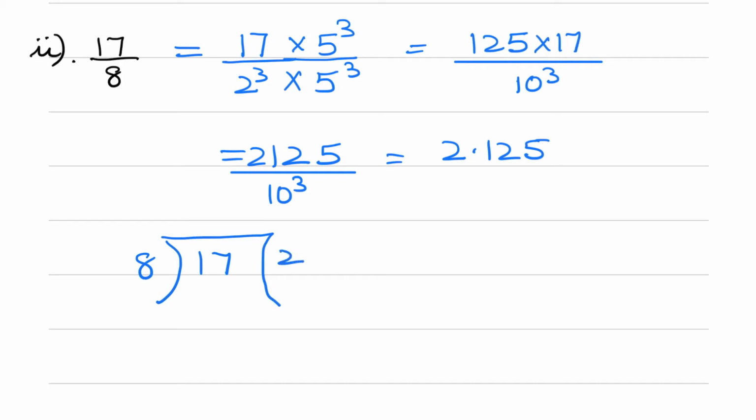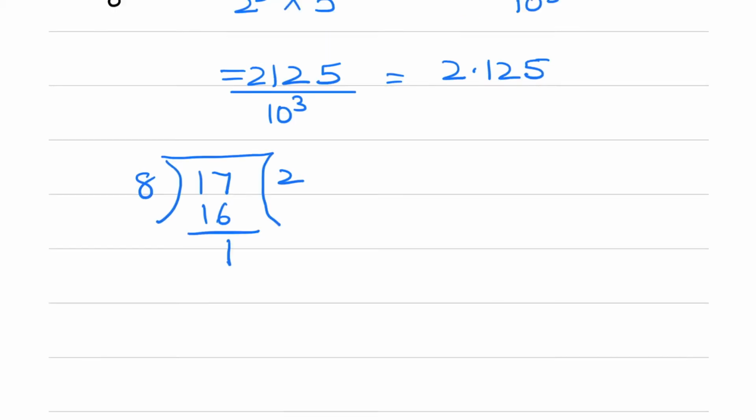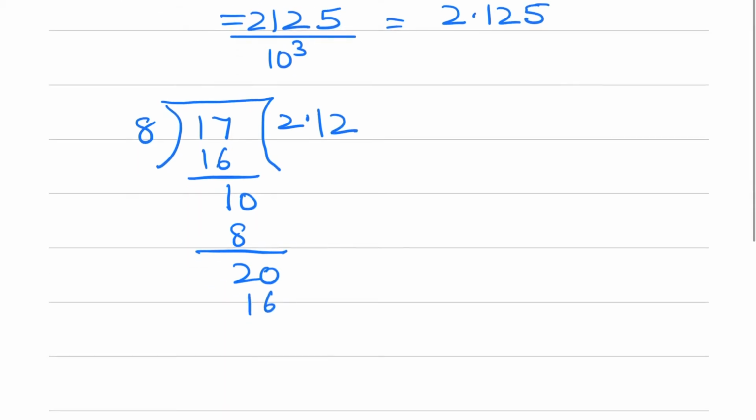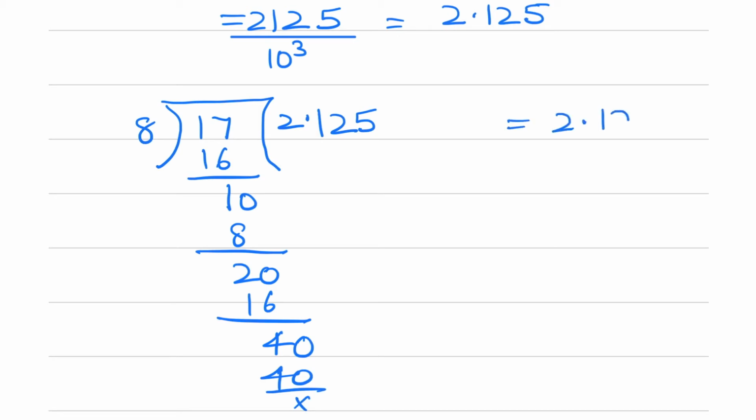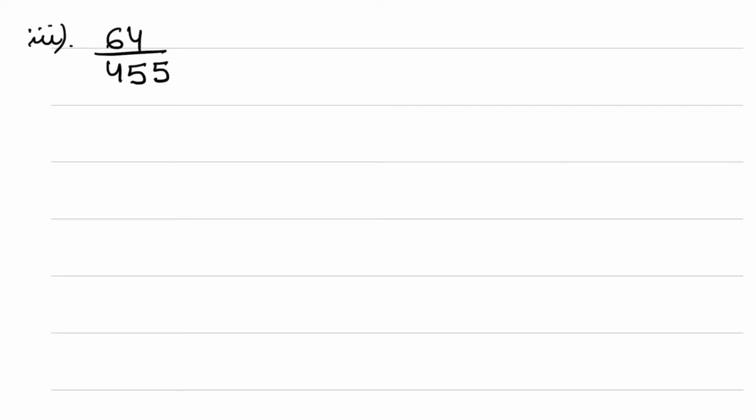The other way we can do it is by dividing 17 by 8. So we have 8 times 2 is 16, then a decimal point, 0 1 8, then 20, 2 times 16, then we have 4, so 5 times 40. So both ways we get 2.125 as the answer.